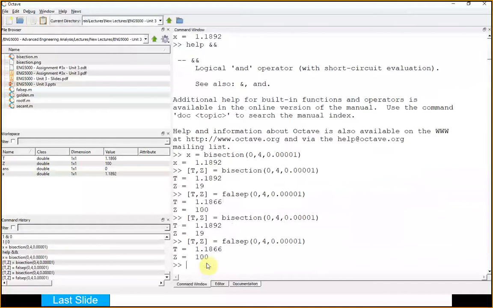Yes, sir. Based on how the shape of the function is, it turns out that false position actually makes the system take a longer time to get to the answer. Understand? Yep, sir. Go back to the editor.